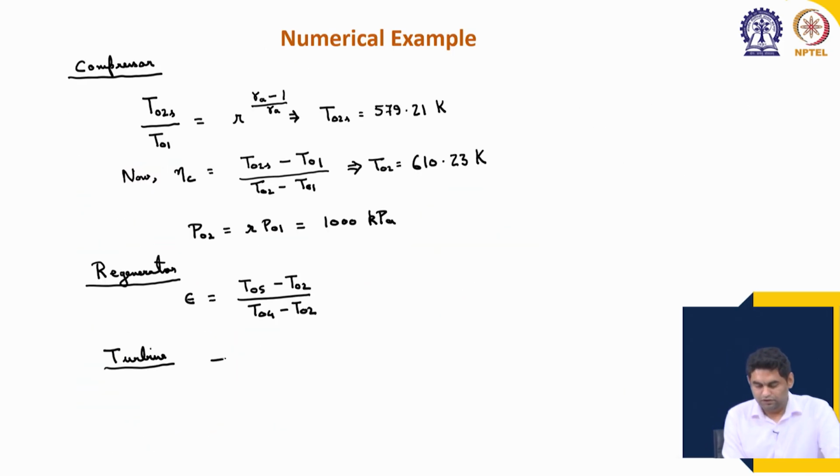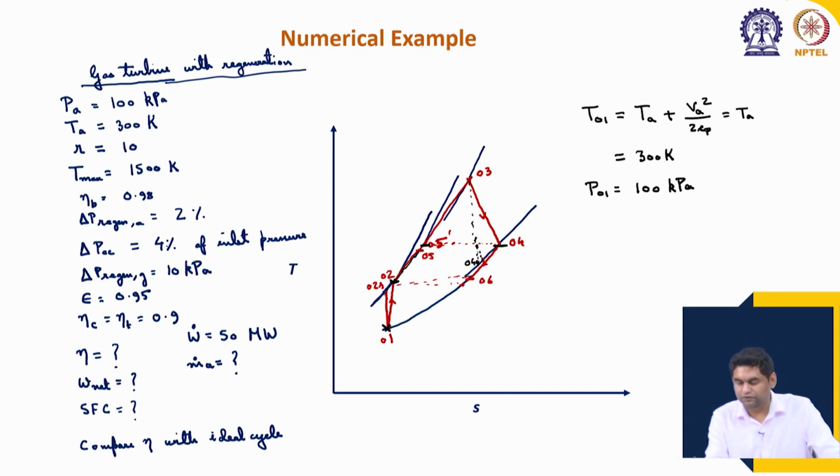So, we can find T04s by, sorry, T04s by T03 to be equal to P04 by P03, which is 1 by R. Okay, remember that T04s and T04 both are at pressure P04, and this is at pressure P03. Now, is it 1 by R?